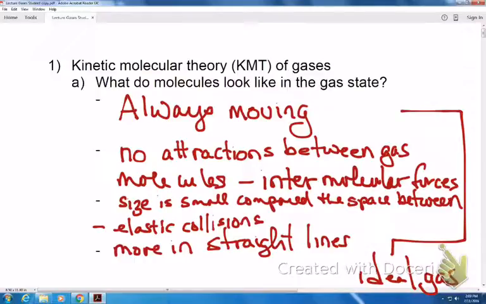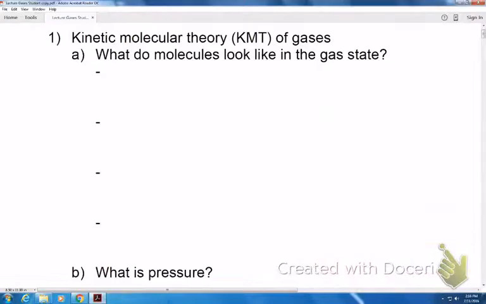Most gases behave that way at room temperature. Okay? Most of them behave as ideal gases. So let's talk a little bit. One of the key things that we think about when we talk about gases is pressure.